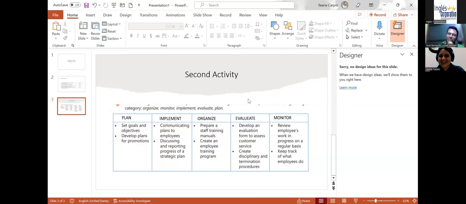The fourth is obviously develop an evaluation form to assess customer service. The last one is easy. Reviews employees' work in progress on a regular basis. Keep track. Yeah, we have to check the new employees.